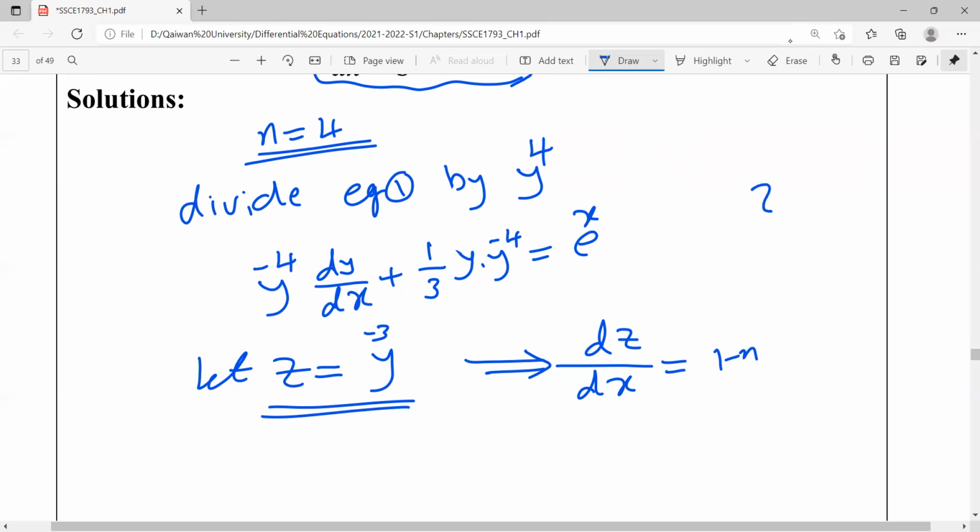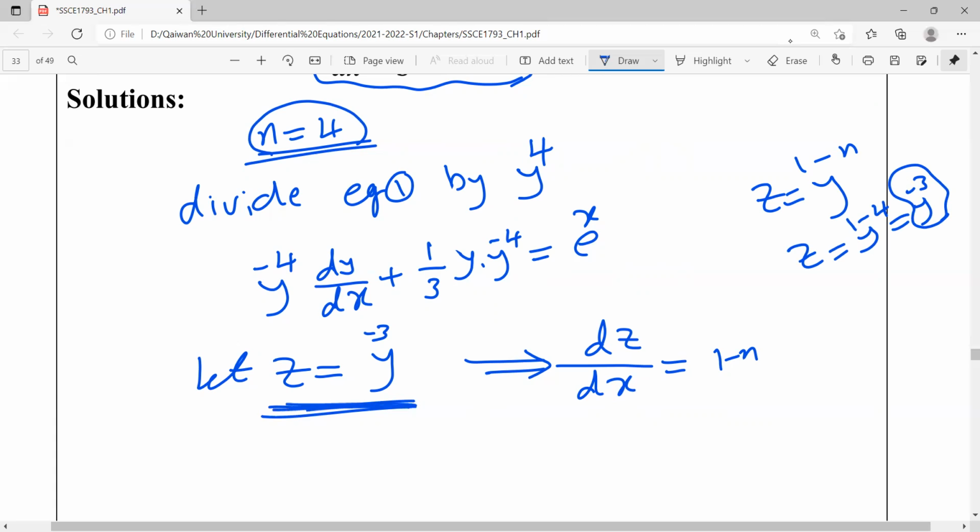Here we say z equals y to the power 1 minus n. And n is 4. If you replace n by 4, we get z equals y to the power 1 minus 4, and that equals y to the negative 3. This is y. This is z. z equals y to the power negative 3. Finding its derivative, it equals minus 3 y. Then we reduce the exponent by 1.